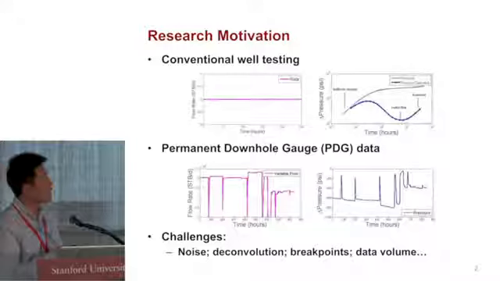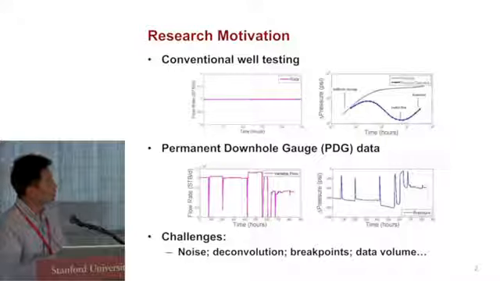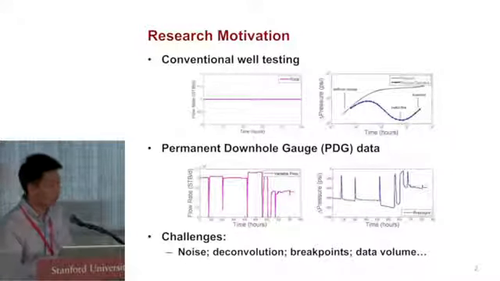A permanent downhole gauge is a device which can record both pressure and flow rate data. And what we would like to do is interpret the data from the permanent downhole gauge to estimate reservoir parameters. Like we show here, here's the flow rate recorded by the PDG, and there's the pressure recorded by the PDG.